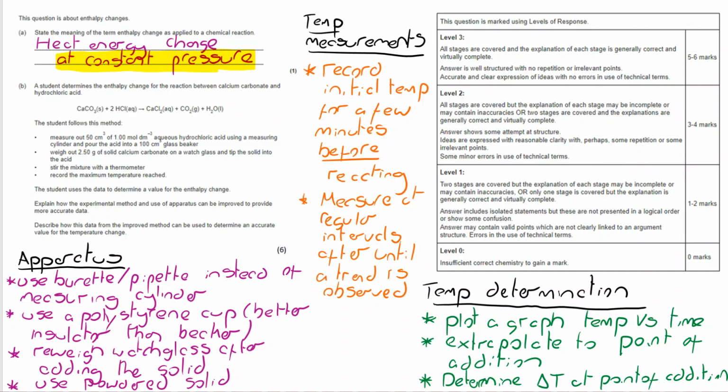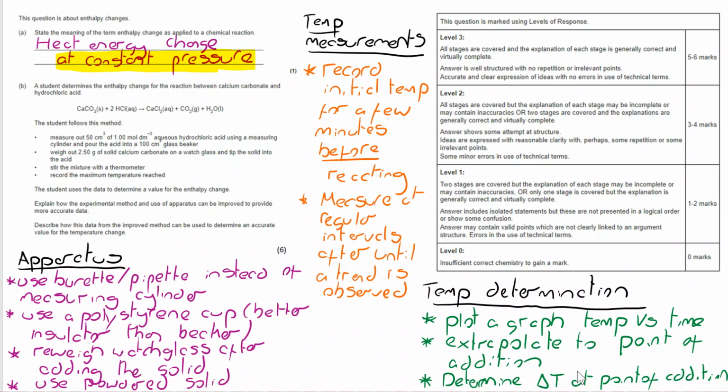So we've got our 3 stages there really clearly. And to get 6 marks, to get level 3, all stages need to be covered and virtually complete. As a rough rule of thumb, you're going to want the majority of what's in this section. So 2 or 3 out of the 4, 2 out of the 3, probably both of them here. That would count as virtually complete.